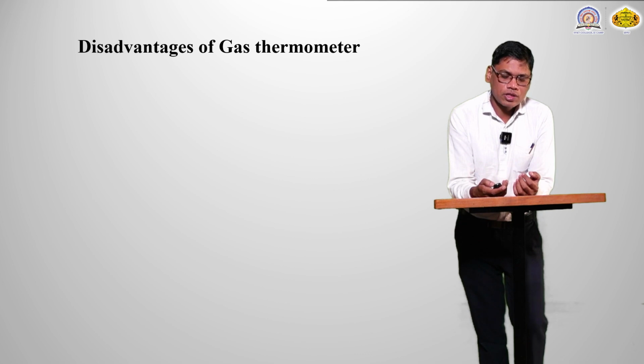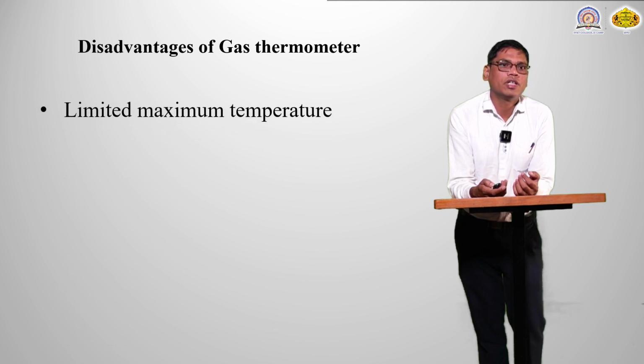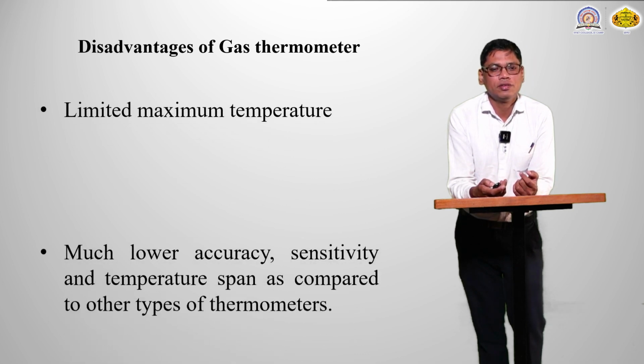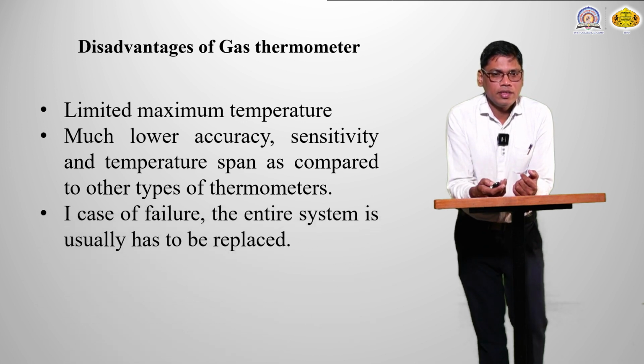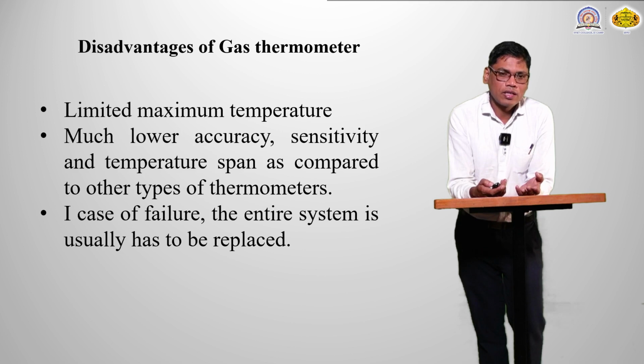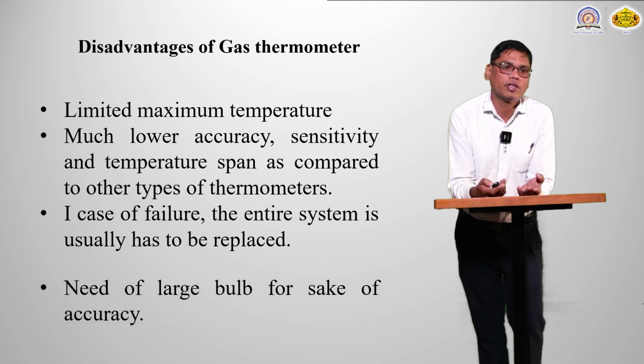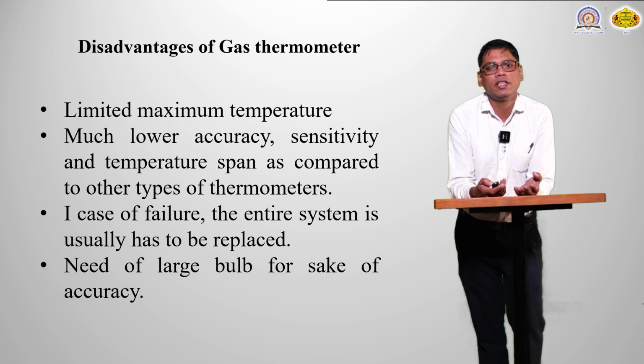And what are the disadvantages of this gas thermometer? One, limited maximum temperature, then much lower accuracy, sensitivity and temperature span compared to other types of thermometer. Then in case of failure, we have to replace the entire system if some fault occurs in the thermometer. Then it needs a large bulb for the sake of accuracy.